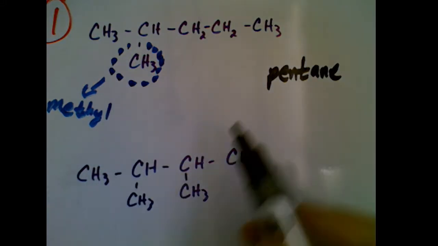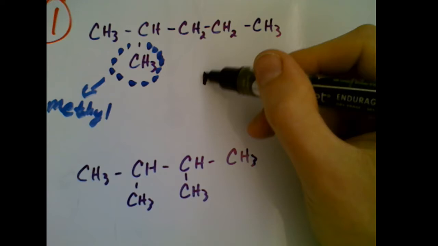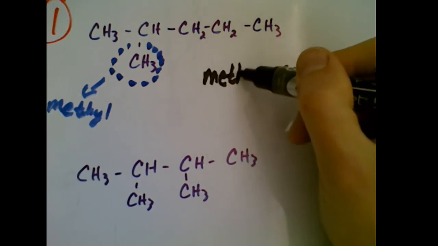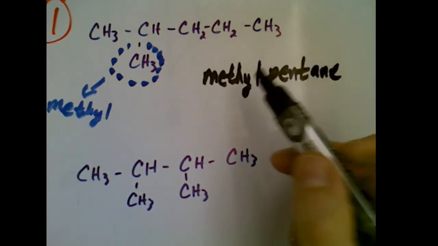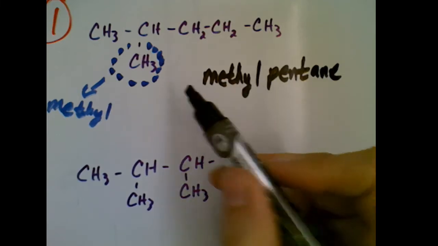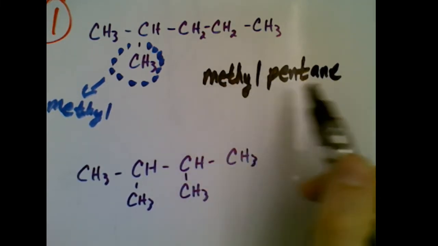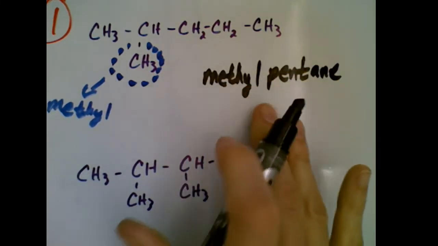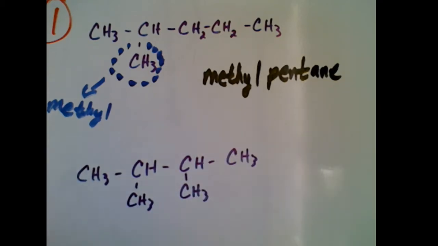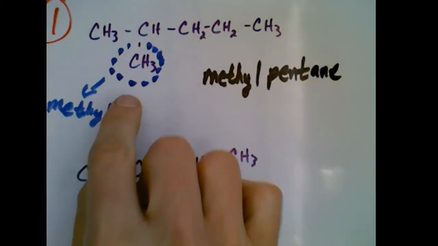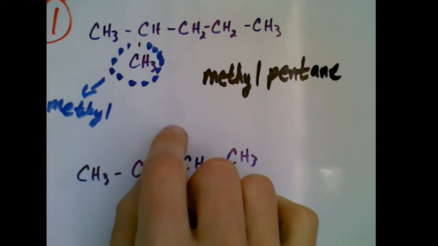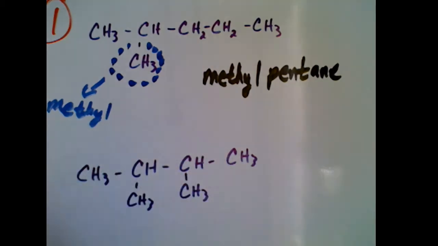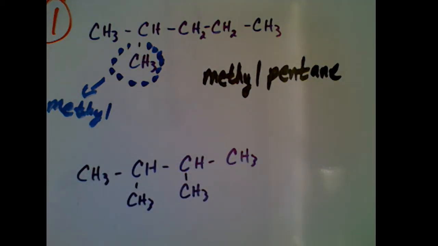So what that means is at the beginning of the name, I would actually write methyl. Now, when I write it, I don't even leave a space. It's all one word, so methylpentane. But I'm not done yet. That group needs a number because I need to tell people where it is. So let's look at how we can number this.